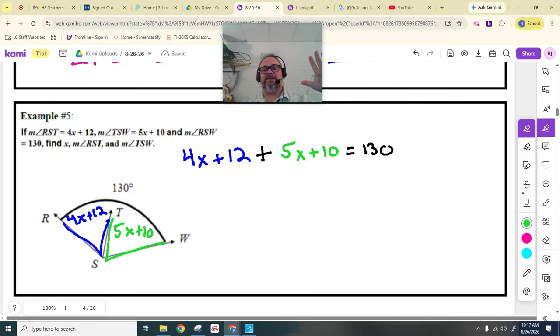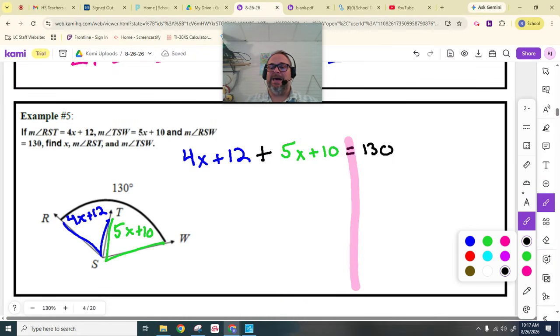Okay? Now, what's even funnier is some of my honors kids thought they were all that in a bag of chips, and they didn't need to do that little line right there. Well, they solved their equations wrong. When you combine like terms on the same side, I have 4x and 5x, which is 9x. And then 12 and 10 is 22 equals 130.